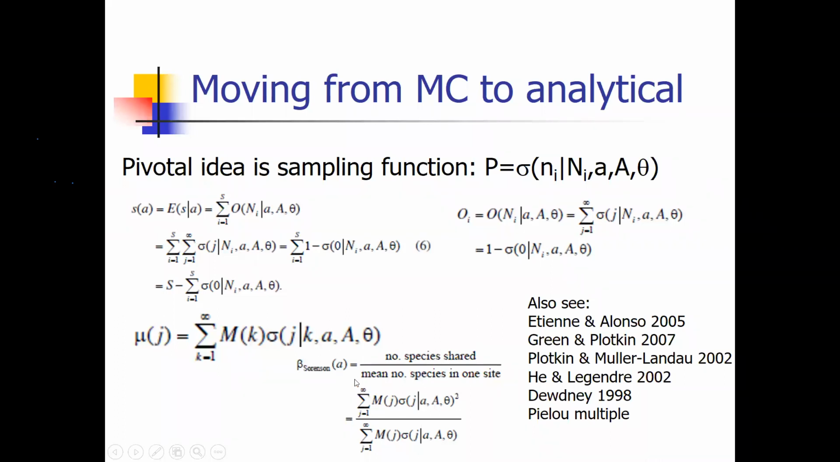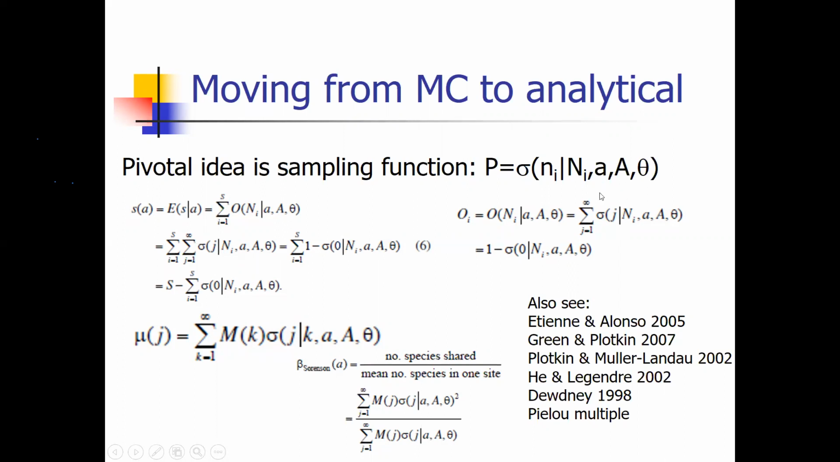You can get various metrics of beta diversity. The Sorensen is the easiest to pull out, but again, it's really sort of a convolution of a squaring of the regional species abundance distribution with a sampling function. So the key point is all these patterns that I'm talking about are linked together by this core idea of a sampling function. And again, lots of people have said that. But the sampling function becomes central.